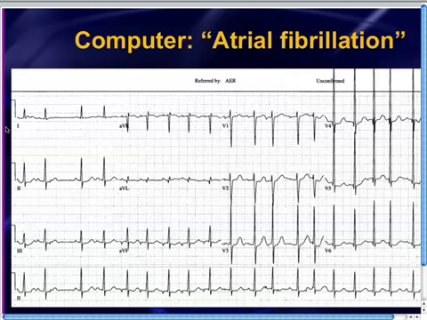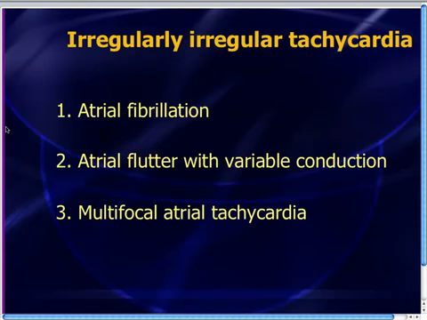And the purpose of this week's case is to simply talk about a differential once again. The differential of irregularly irregular tachycardia. The computer always thinks of AFib, but there's two other things you've got to think about. It's kind of nice to have a differential of only three things, and that's why I think dysrhythmias are really easy. Because when you see an irregularly irregular tachycardia, there's only three things you've got to think about: AFib, atrial flutter with variable conduction, and multifocal atrial tachycardia. Only three things. How easy can it be, right?